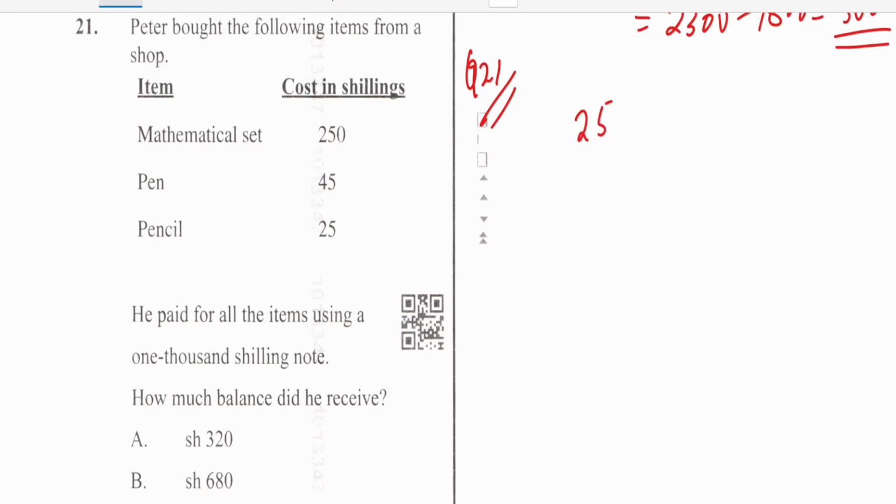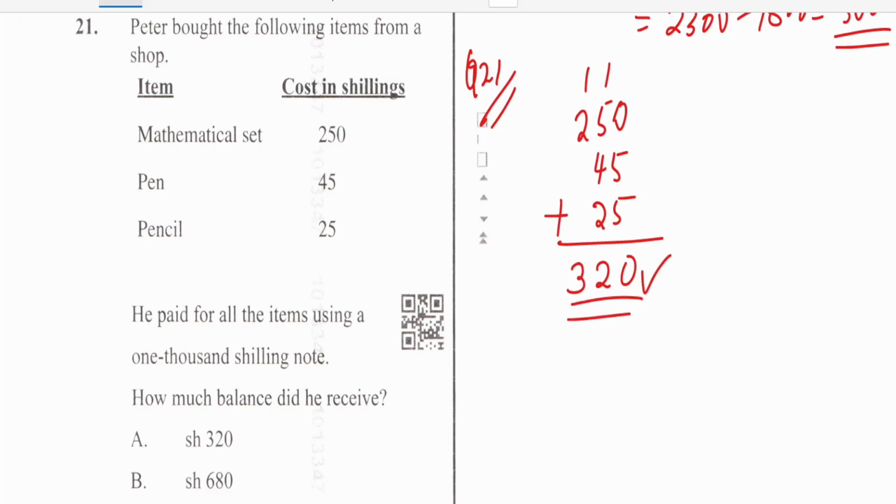So remember that a mathematical set costs 250 for this question, not the real one. And if you add it to 45 for the pen and 25 for the pencil: 5 plus 5 gives you 10. 5 plus 1, 6. 6 plus 4, 10. Then 1 plus 2 is 320. So he was supposed to pay this amount, but he gave out 1,000 instead. So if you take 1,000 minus 320, how much balance will he receive? 0 minus 0 is 0. 0 cannot get subtracted from 2. Borrow 1.